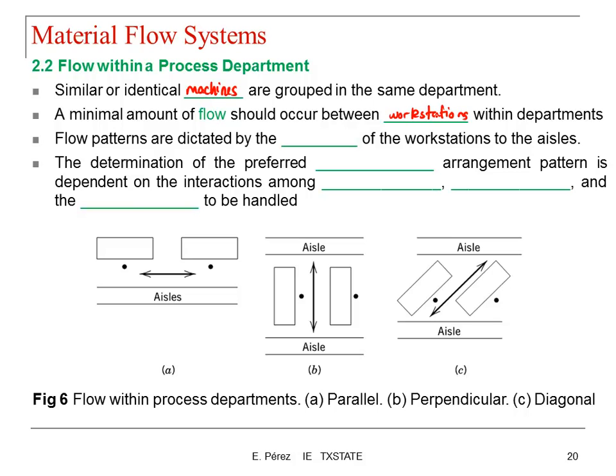Within departments, flow patterns are dictated by the orientation of the workstations to the aisles. And that's very important. When you go to a manufacturing facility, you'll see that the aisles are marked in yellow or red colors. So nothing should be placed on those aisles. Those are very important. Those are for transportation purposes, and so they should be kept empty or free.